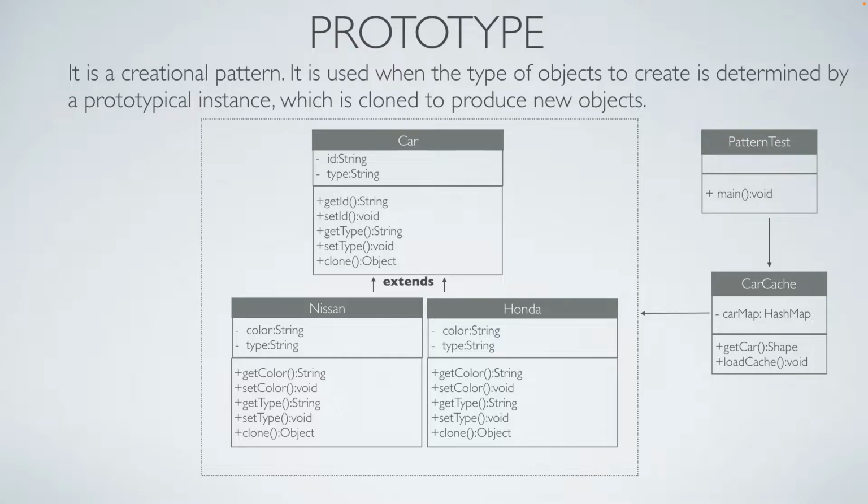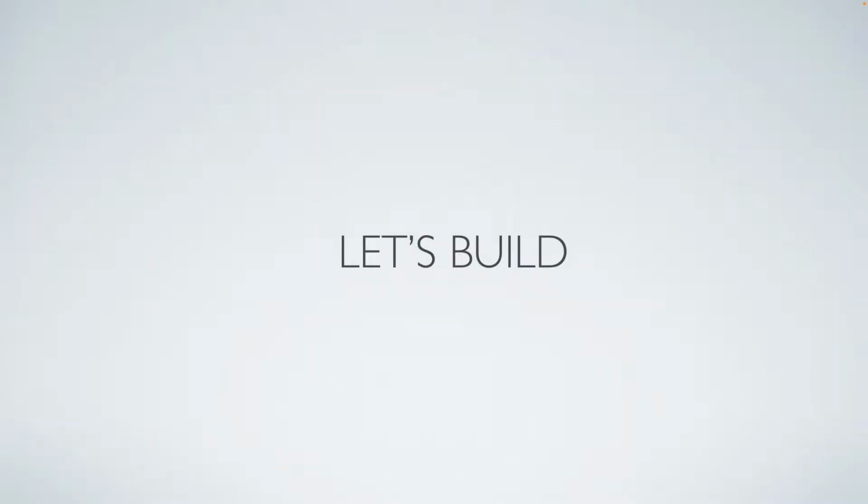If you see this example of car, which is an abstract class that would be extended by Nissan and Honda, and each of them would be implementing this car to clone that object. This will help objects to be created easily, and we will use a car cache where it will have all the different types of objects based on the ID. And we could load that object using the ID that we pass. Let's build this example and see it in real time.